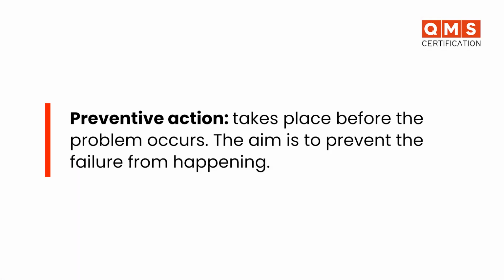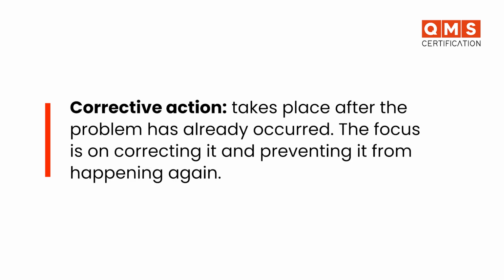This is corrective action. So, to sum up, preventive action takes place before the problem occurs. The aim is to prevent the failure from happening. Corrective action takes place after the problem has already occurred. The focus is on correcting it and preventing it from happening again.